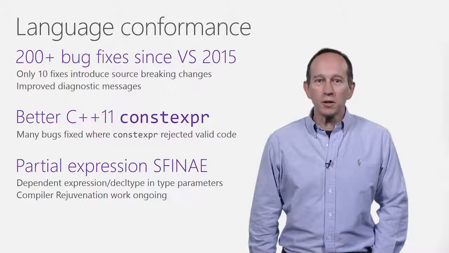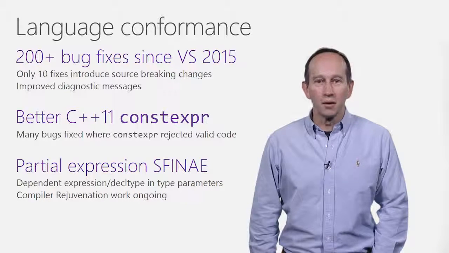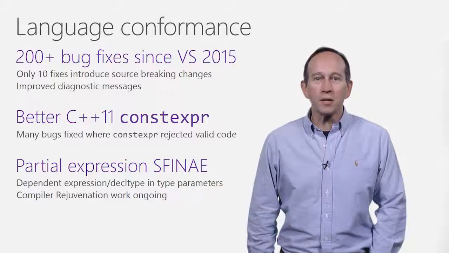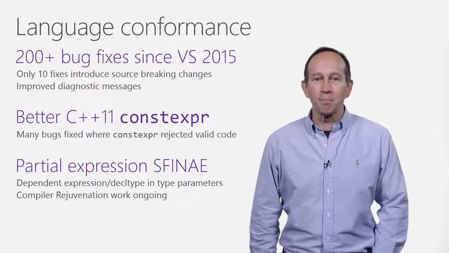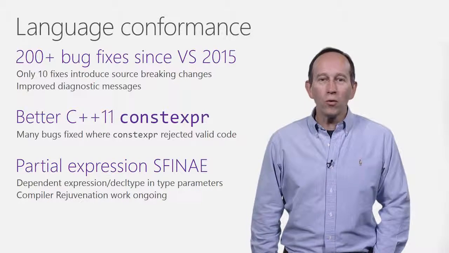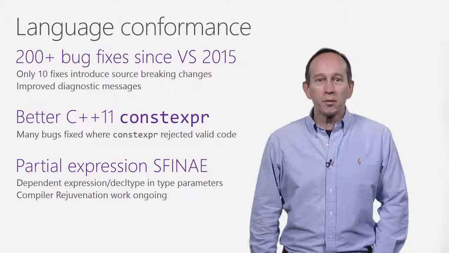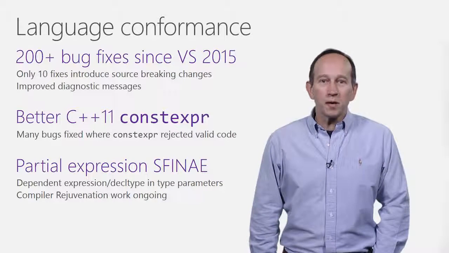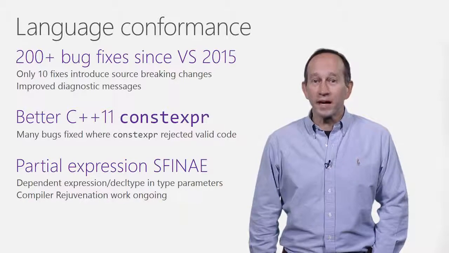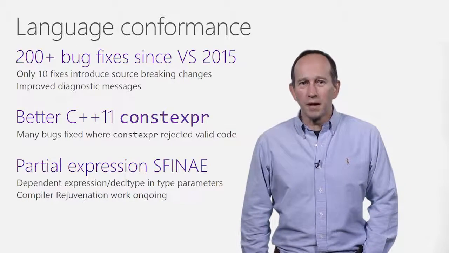We had a handful of source breaking changes that we had to make this cycle, but we're trying our best to make these infrequent and painless through better diagnostics and backwards compatible changes. Old features, and by old I mean C++ 11, old features that we've improved upon include constexpr and partial support for expression SFINAE. Let's look at those two in some detail.